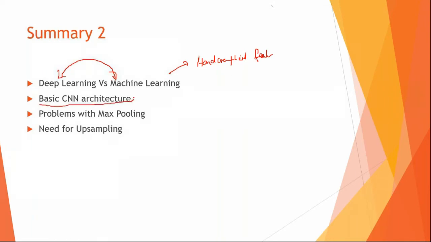Then I explained to you the basics of architecture. Very briefly, I told you what the convolutional layers do. They extract features for you, and these features are passed into different stages for hierarchical learning. I also told you about the pooling layer, which is basically the max pooling layer.